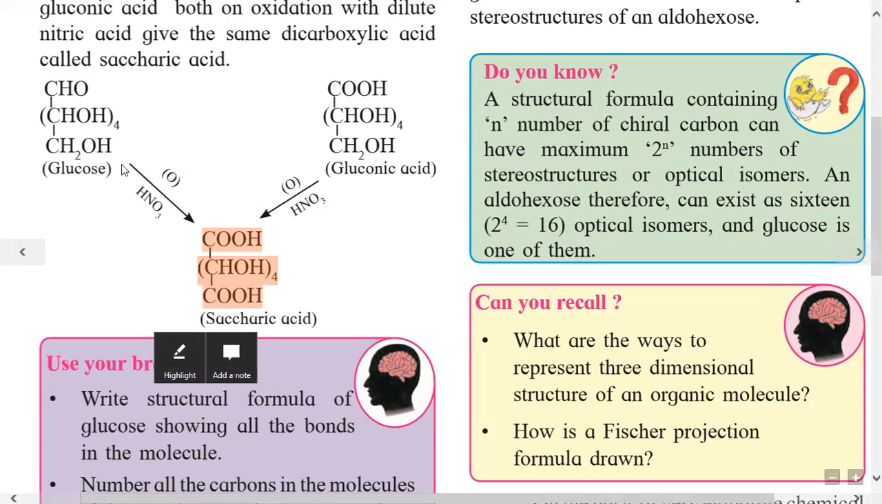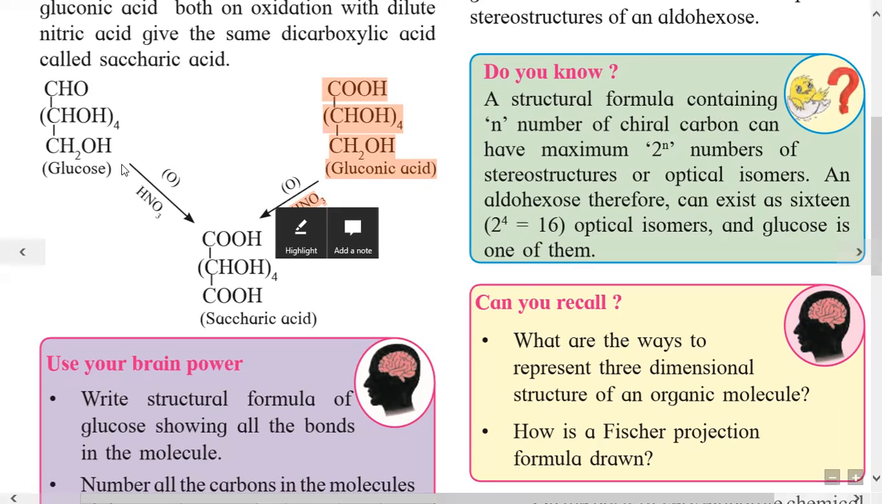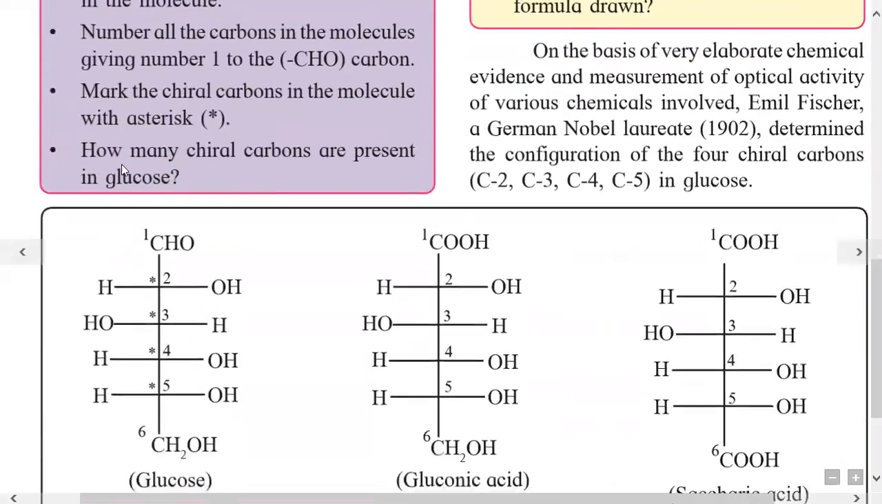This is saccharic acid. In the previous test, we studied that glucose can be oxidized into gluconic acid, where only the aldehyde group in glucose is oxidized into a carboxylic group. So it is called gluconic acid. When this gluconic acid is further treated with dilute nitric acid, it oxidizes the primary alcoholic group into a carboxylic group, and we get saccharic acid as a product. So this reaction explains the presence of a primary alcoholic group in glucose.